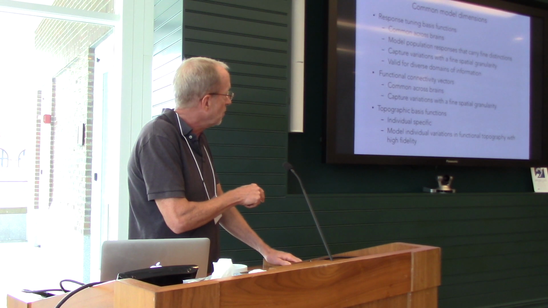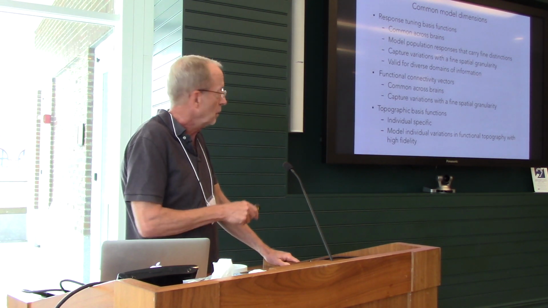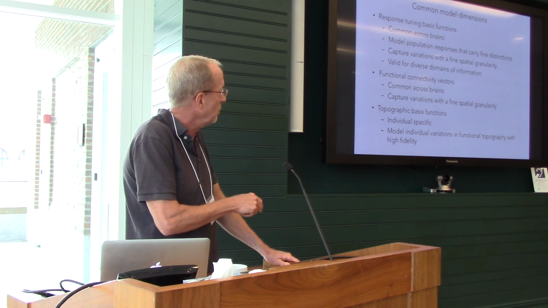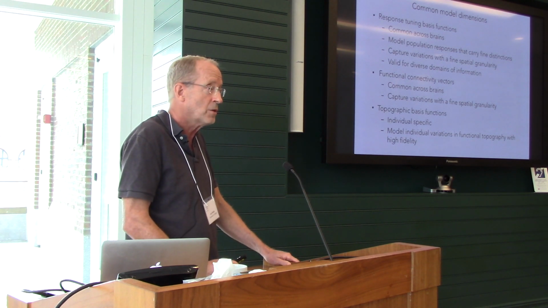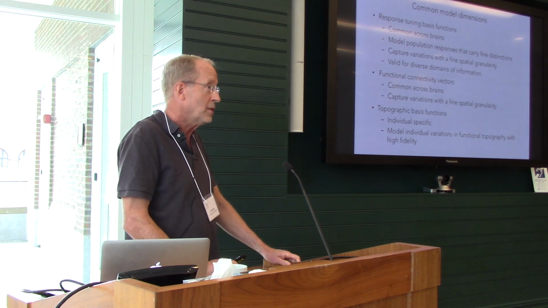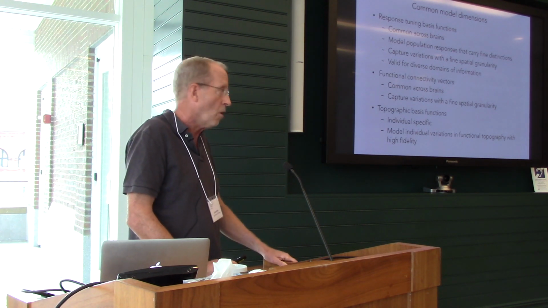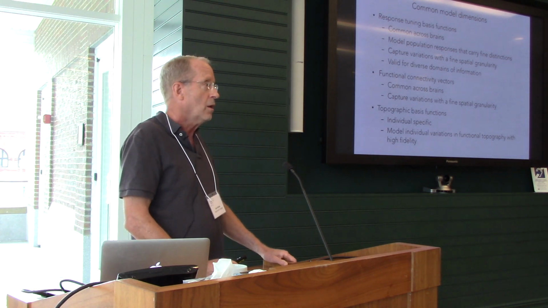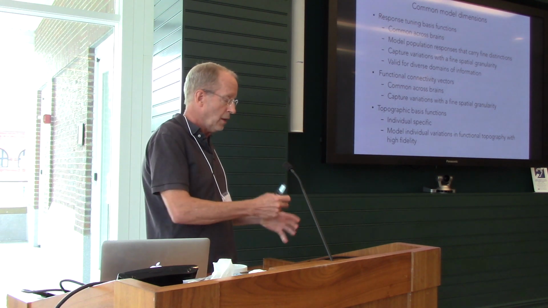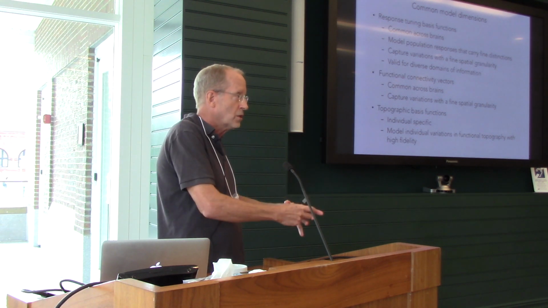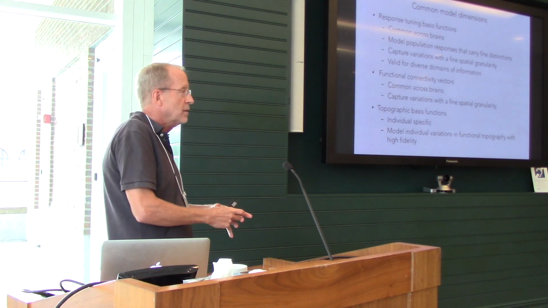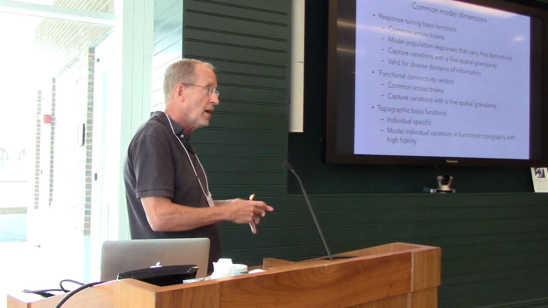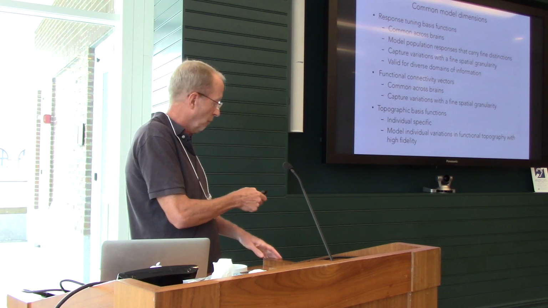Each dimension also has a functional connectivity vector with other parts of the brain. And these functional connectivity vectors are common across brains. They also capture variations with a finer spatial granularity than people had suspected before. Almost all previous work on the human connectome assumes that the response in a cortical area is homogeneous across the voxels. And we're showing that it's not as homogeneous as we thought. There's a fine-grained structure that should be exploited.